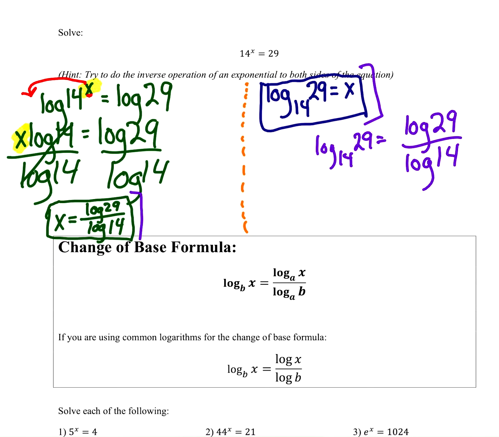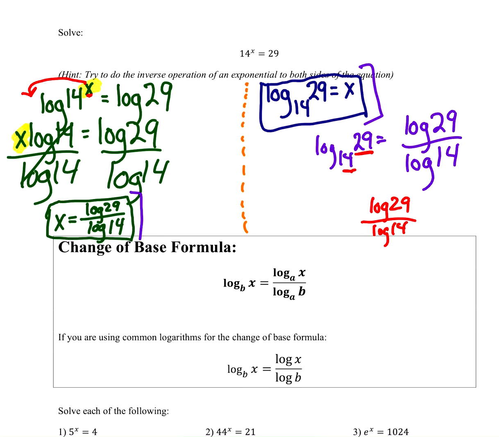So I just want to show you guys a way I remember the change of base formula. An easy way to remember it is it's always the log of the number that's on the top, which is the argument, so it'll be log of 29 in this case, over the log of the base, which looks to be on the bottom of the log, so it'll be over log of 14. That's how I always remember the change of base formula.